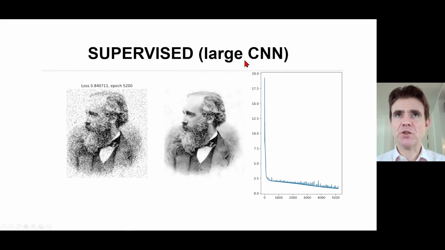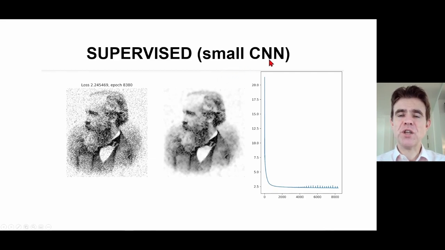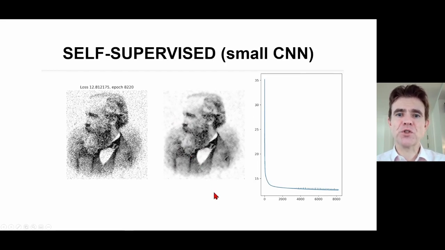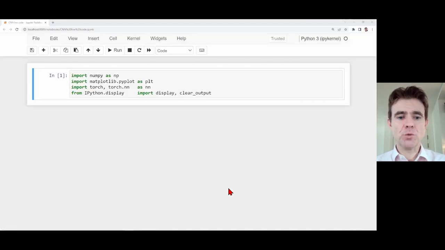And so here with the case of a large overparameterized convolutional neural network with supervised learning and knowledge of the ground truth, we get, of course, a very nice result. If we reduce the size of that CNN to try and reduce the overfitting, we still get a quite nice result when we've got knowledge of the ground truth. If we go to self-supervised learning where we don't have knowledge of a ground truth, then we get a result like this. But again, this is really for educational purposes, this video. So let's get underway then with doing the code for this.